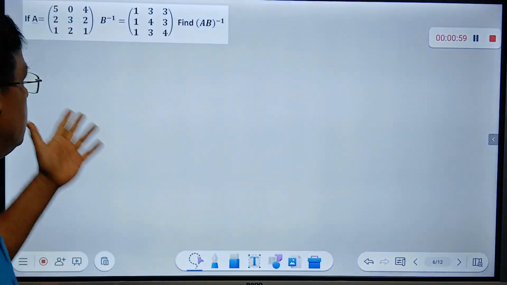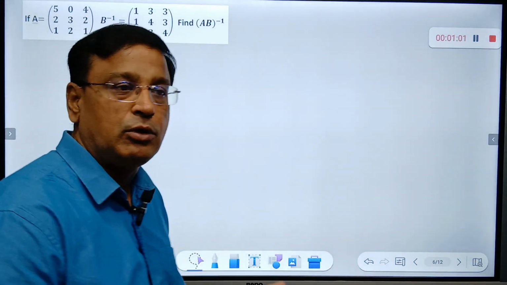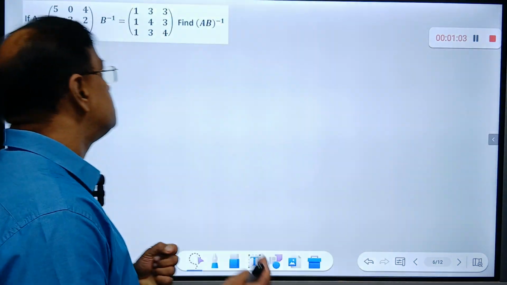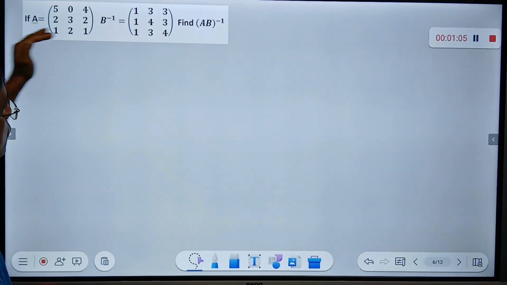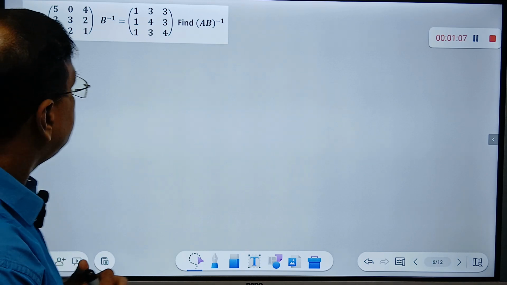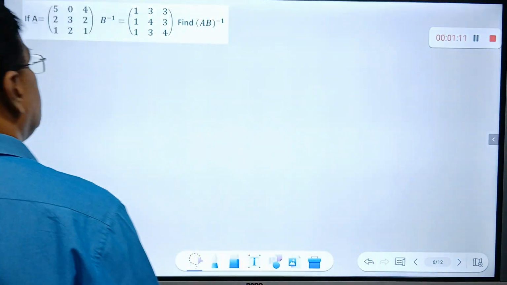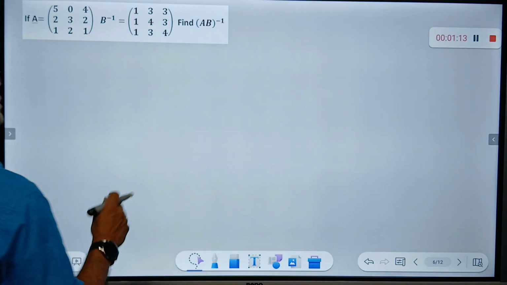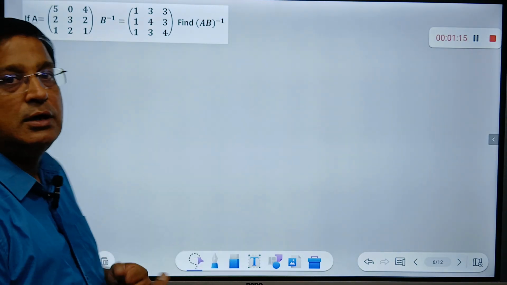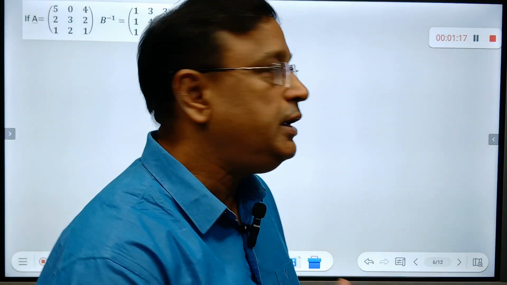Now we are going to continue with problems. I am not going to once again explain the concepts here. I will be doing more problems. Now this is a very, very important question. It came in the board exam also. I am given a matrix A and you are given a matrix B inverse. Now the question is to find AB inverse.